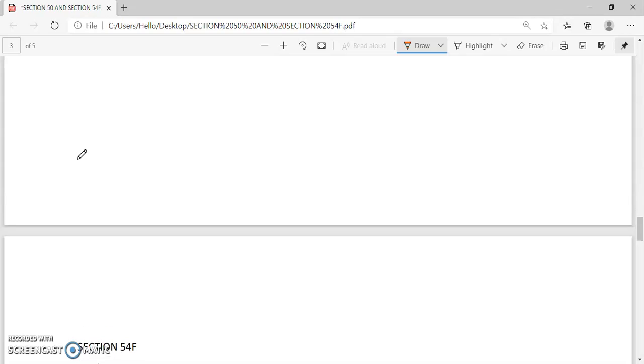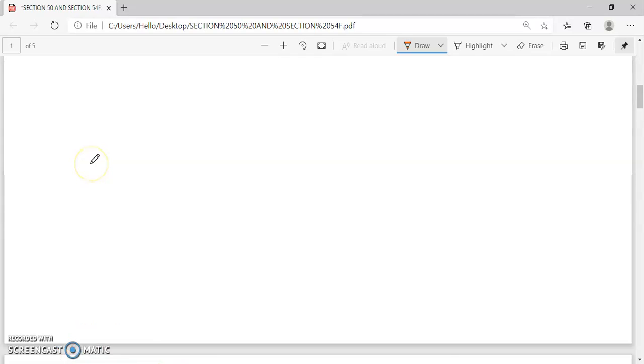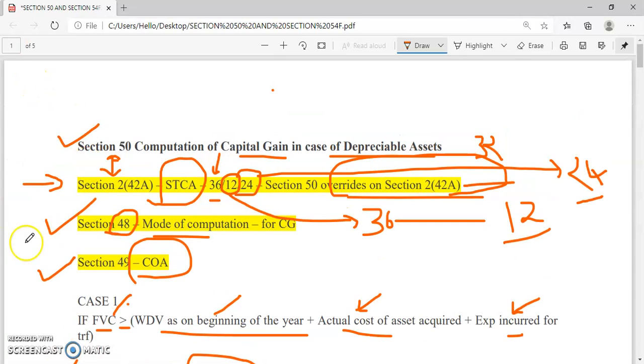So this was the discussion with regard to section 50, that is the computation of capital gain in case of a depreciable asset.